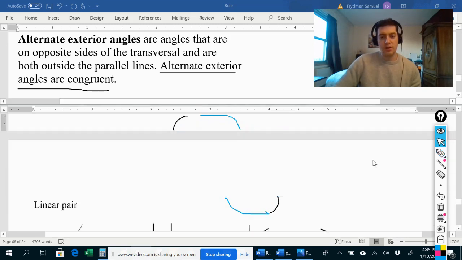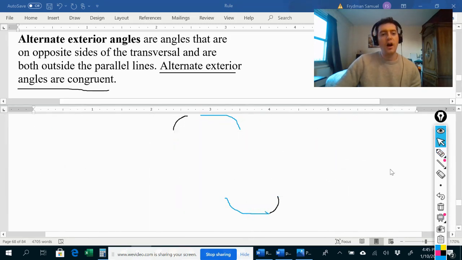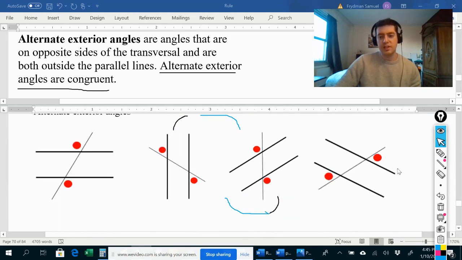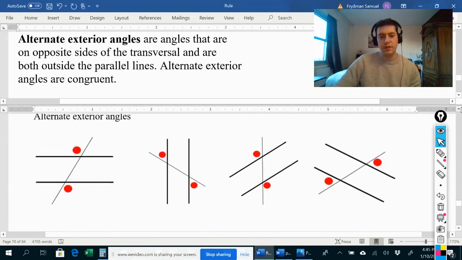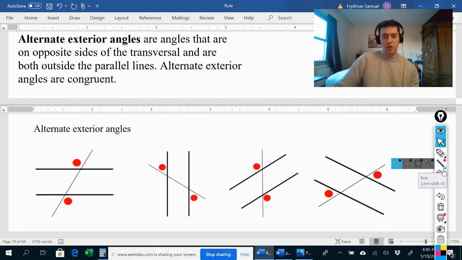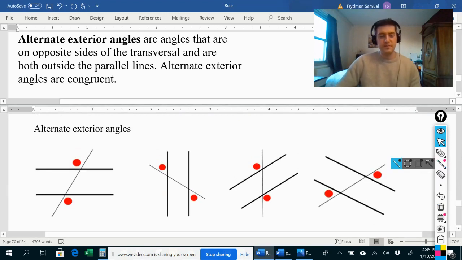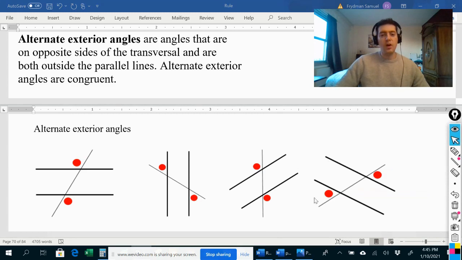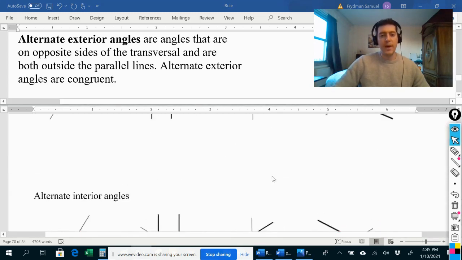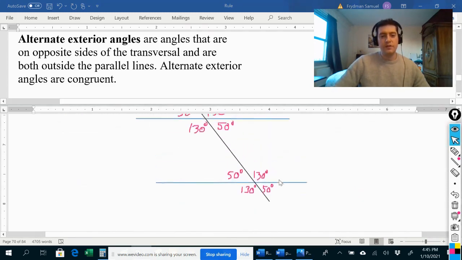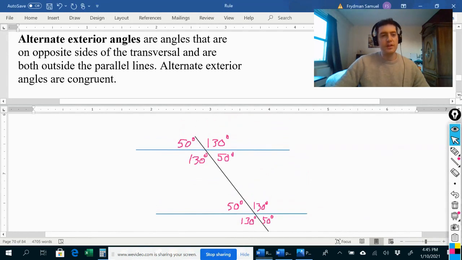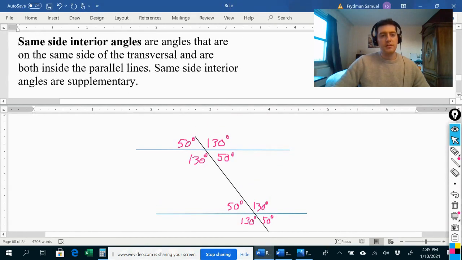All right, and here are some more examples of alternate exterior angles. You can just pause the video and convince yourself that those are all alternate exterior angles. And now I'm going to go back up here. We have just a couple more of these, right?